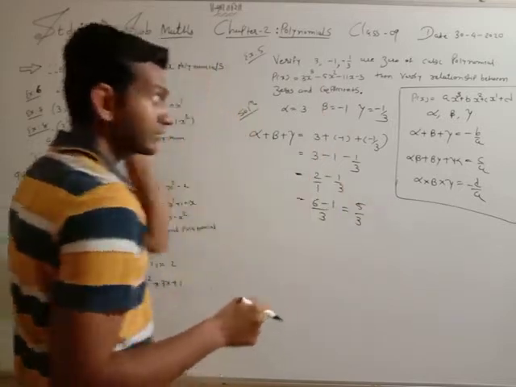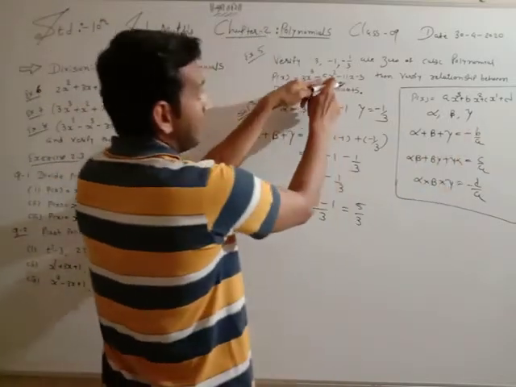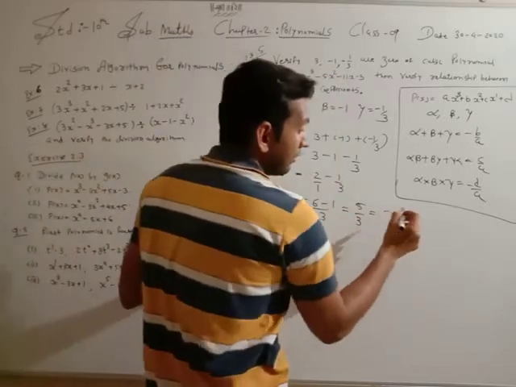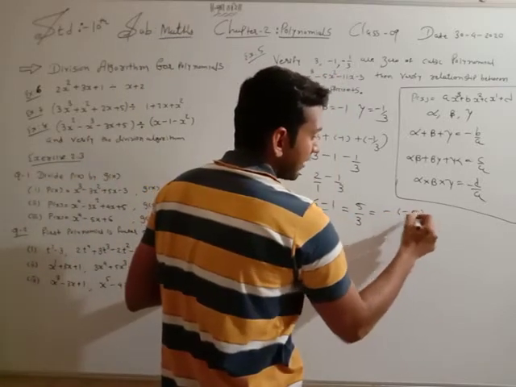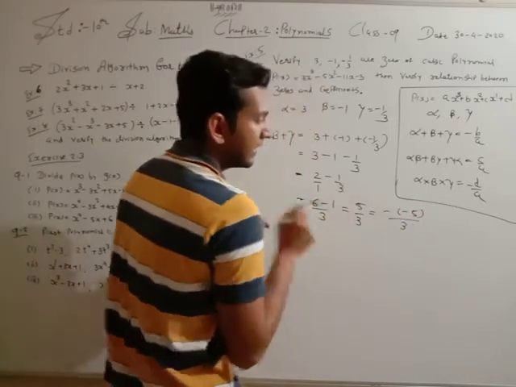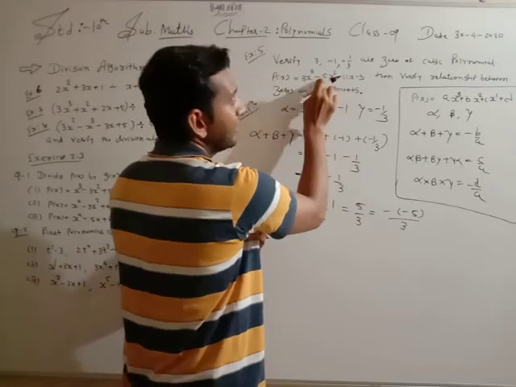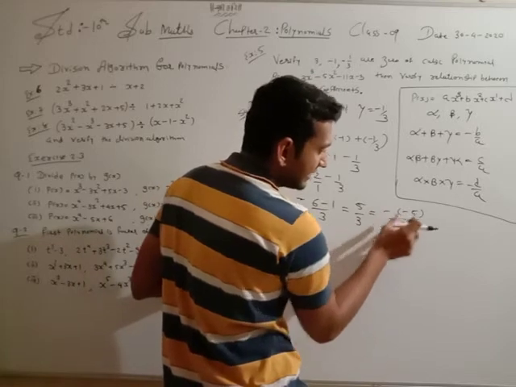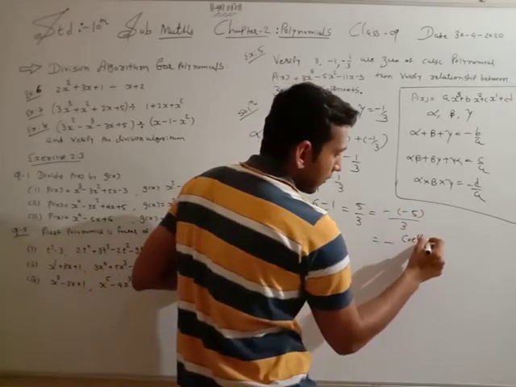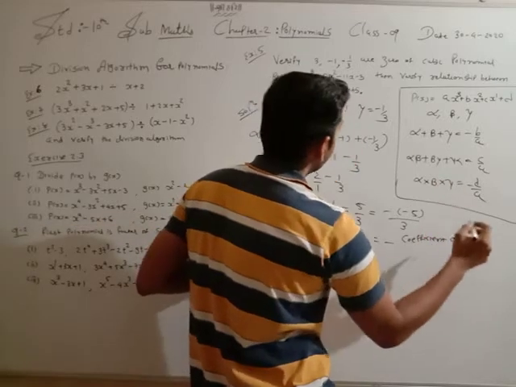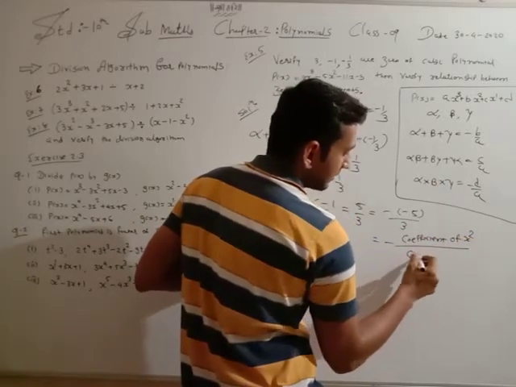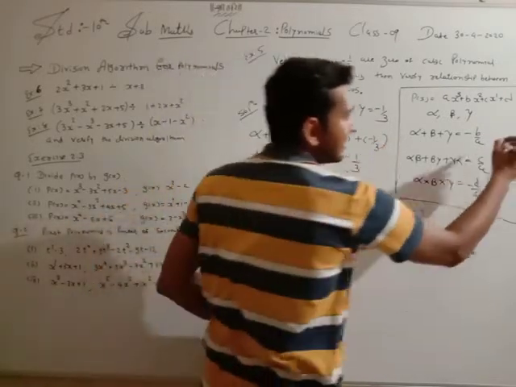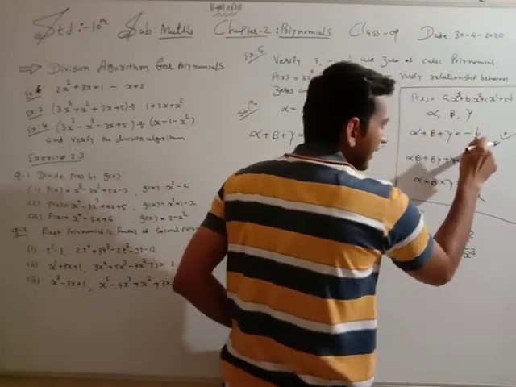But see, my b is the coefficient of x square. My b is minus 5, but here it is minus 5, so multiplying by minus 1 the minus and minus make plus. Now you can say minus 5 is the coefficient of x square and 3 is the coefficient of x cube. Okay, the first relation between the zeros and coefficients is done.